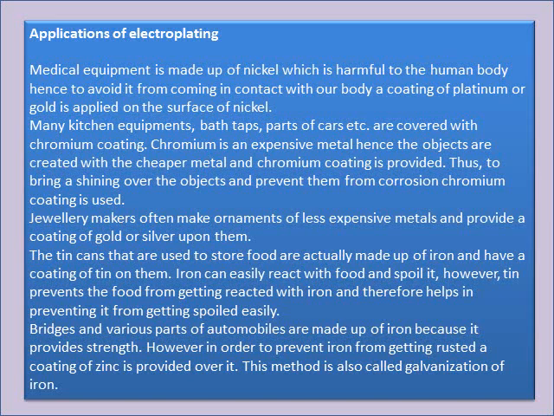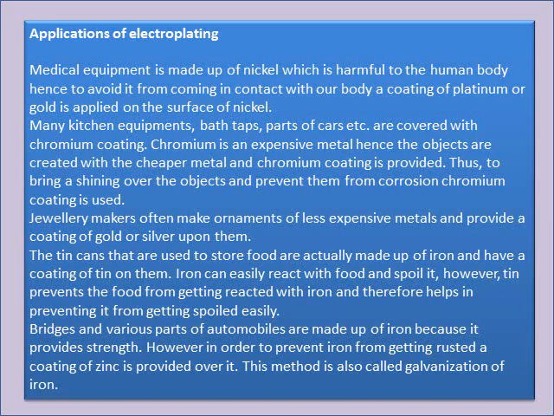Many kitchen equipments, bath taps, parts of car, etc. are covered with chromium coating. Chromium is an expensive metal, hence the objects are created with the cheaper metal and chromium coating is provided over it. Thus, to bring a shining over the objects and prevent them from corrosion, chromium coating is used. Jewelry makers often make ornaments of less expensive metals and provide a coating of gold or silver upon them.